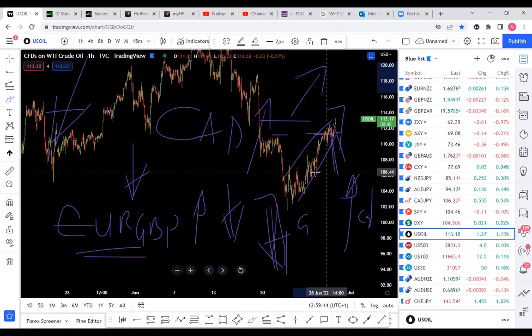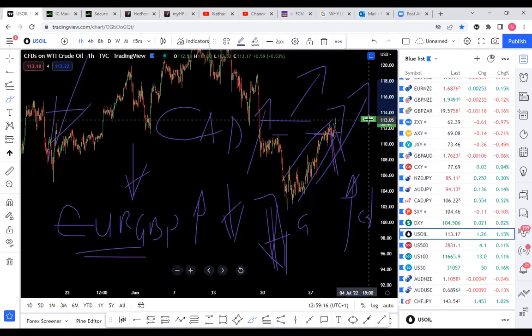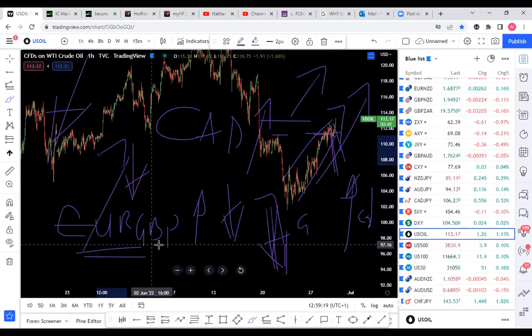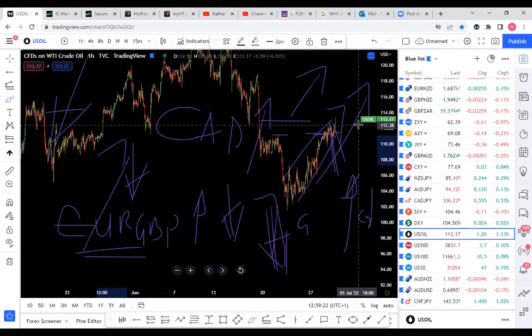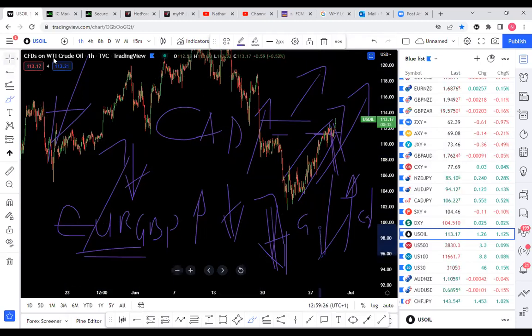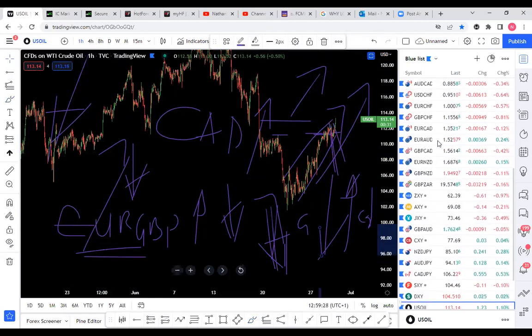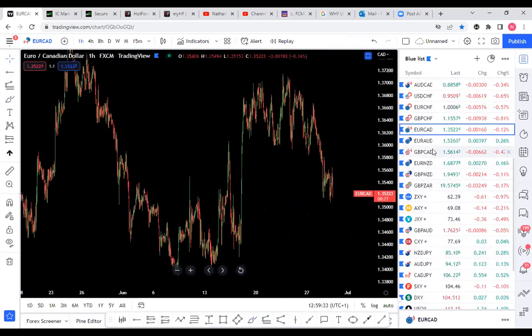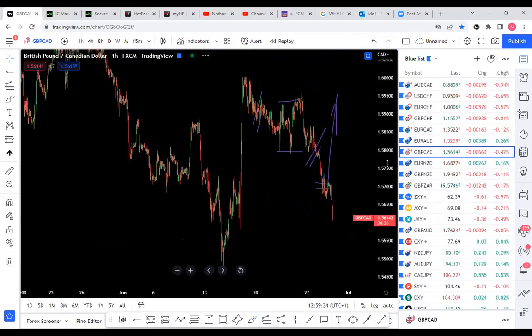But right now, can you see, we have a stronger CAD, okay, and a stronger Euro, meaning a weaker GBP and a stronger CAD. What will it produce in GBP CAD? Downside. That is why right now, if you go and check GBP CAD, it's massive downside.